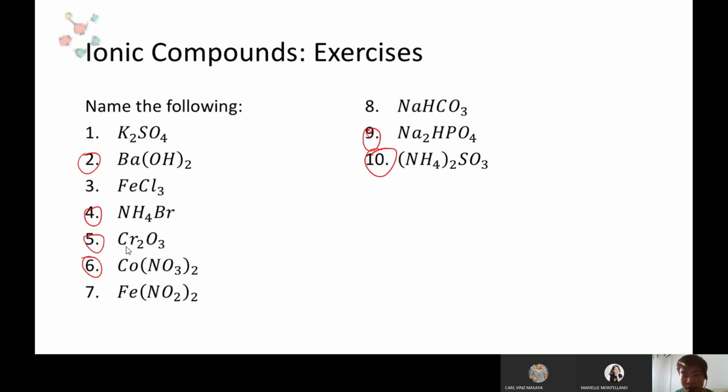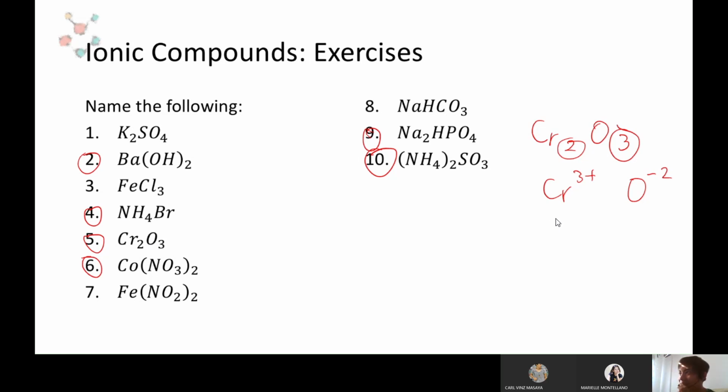Number 5, okay, so sa number 5, chromium yan. Chromium is a transition metal. So, most likely, iba-iba yung charges niyan. So, to trace the charge of chromium, kailangan natin mag-reverse crisscross. Ayun, 3 na to, saan yung galing? Kay chromium, no? So, Cr3+. Yung 2 na to, saan galing? Kay oxygen, no?